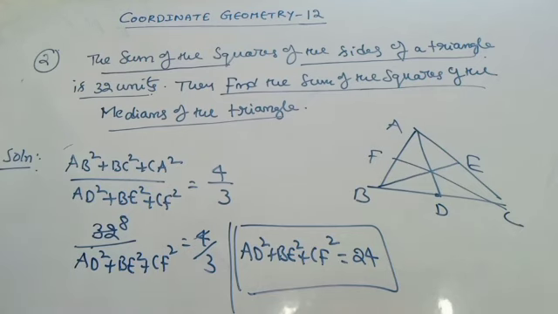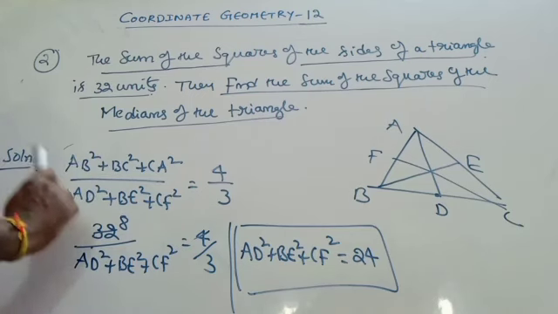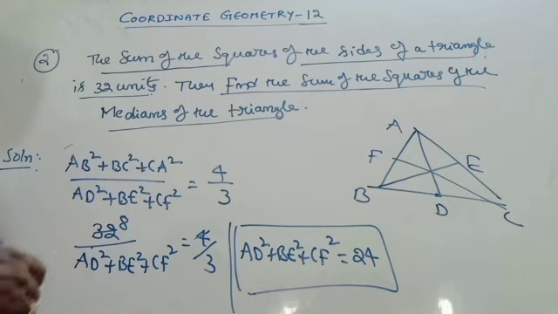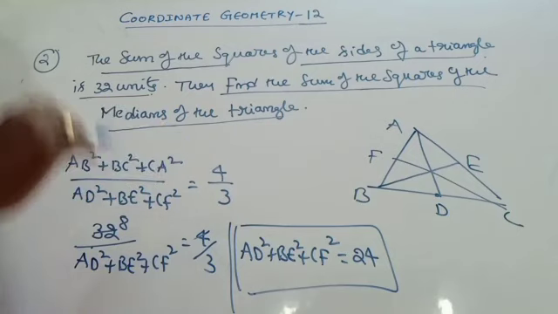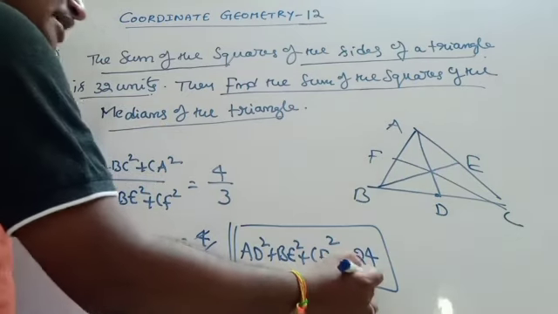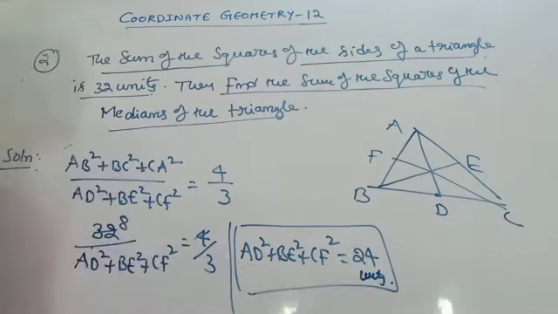Fine. In this very simple way we got this one. We did already this relation. We used this relation and substituted here, and we got AD square plus BE square plus CF square is equal to 8 into 3 by doing the cross multiplication, 24 units. This is our required answer.